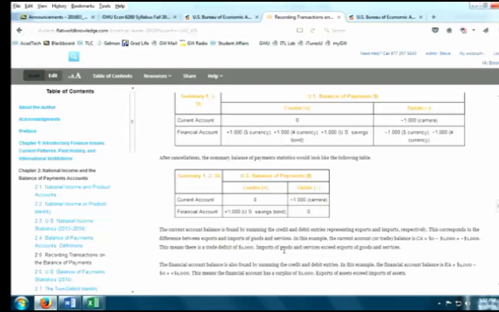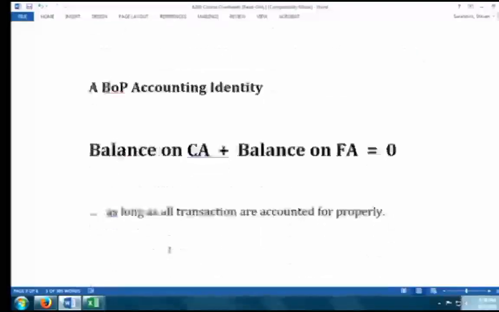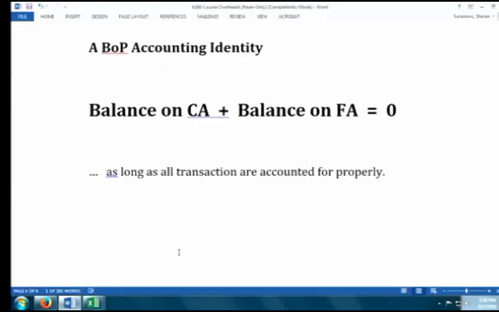It's not an economic theory. It is an accounting identity. The balance on the current account plus the balance on the financial account have to equal zero, as long as all transactions are accounted for properly.